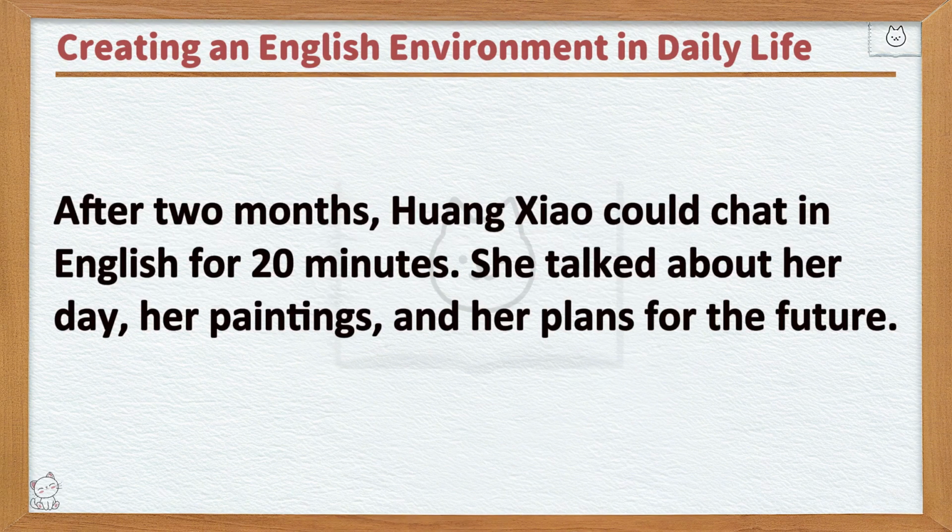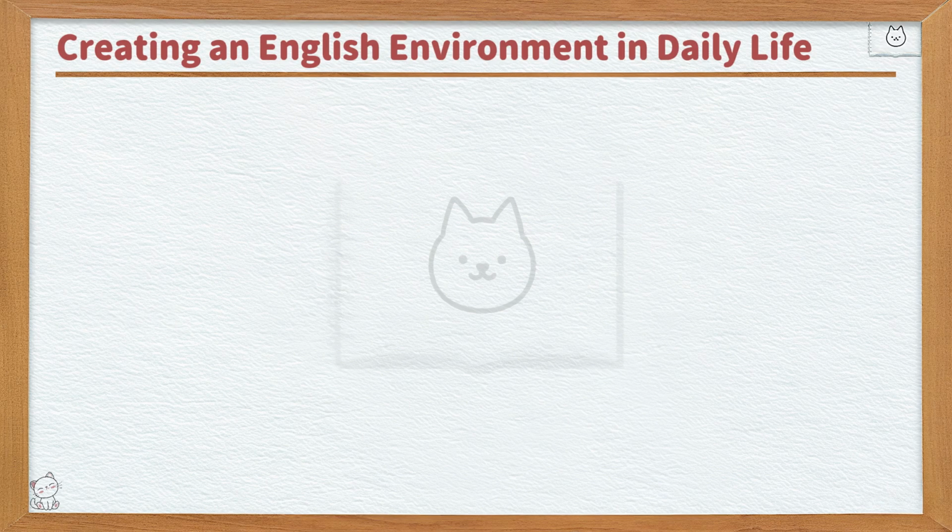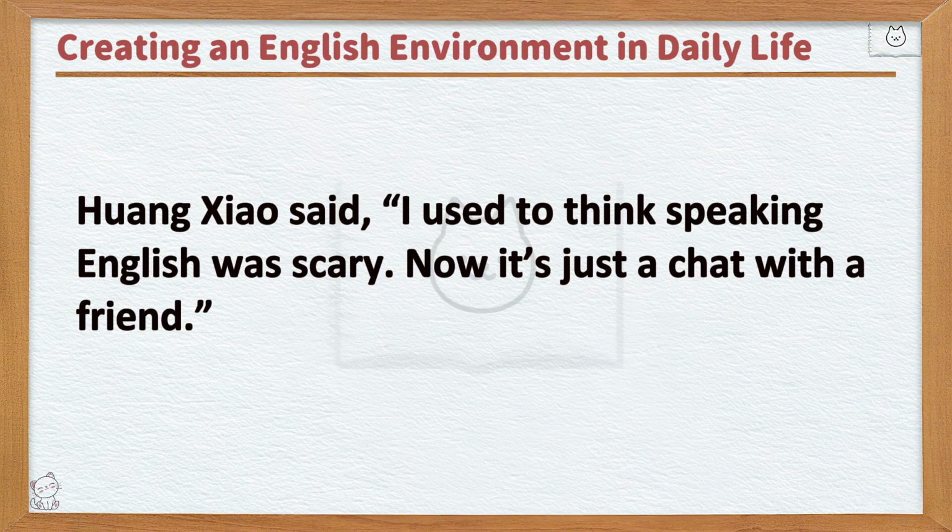After 2 months, Huang Xiao could chat in English for 20 minutes. She talked about her day, her paintings, and her plans for the future. She even learned about Canadian culture. Emma told her about snow days and maple syrup. Huang Xiao said, "I used to think speaking English was scary. Now it's just a chat with a friend."